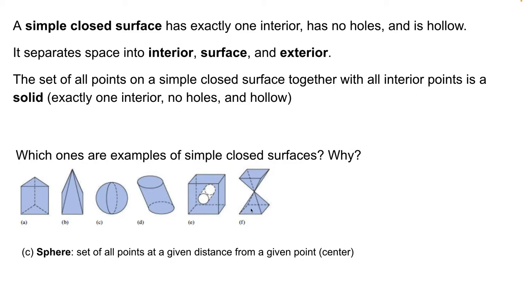How about this one? It's not a simple closed surface either, because you can have two interiors. We need to have exactly one interior, right? So as you can see, these two are the examples that are not simple closed surfaces. How about the sphere? A sphere is a little bit different because it's a set of all points at a given distance from a given point, and you don't see any vertices. Same for the cylinder, right?